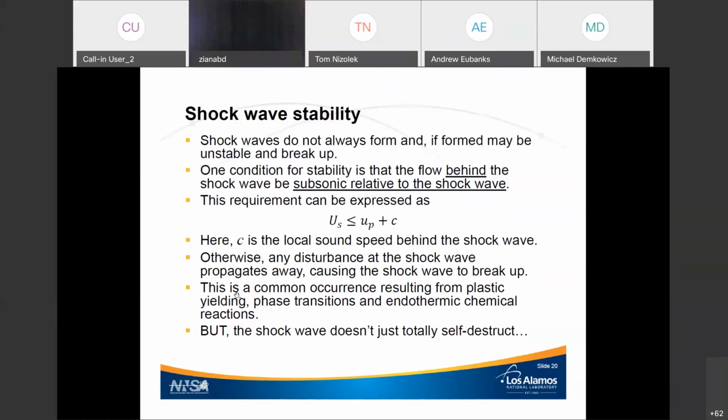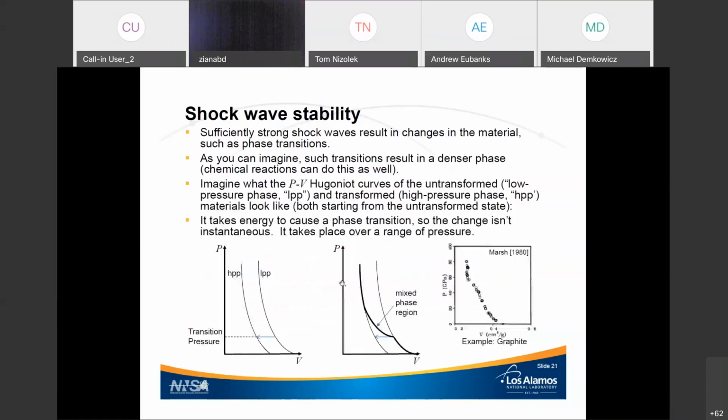So how does that work? Well, A, what do they do? What is the effect of these things? And B, why doesn't the shockwave just break up and just go away? If you have a sufficiently strong shockwave, you can get changes in the material. It can yield, or it can, as I'm discussing here, undergo a phase transition.